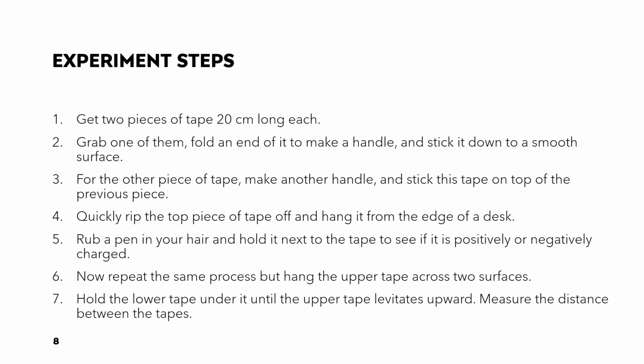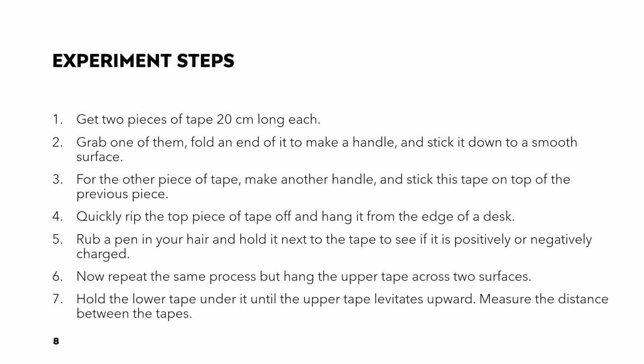So for the experiment, you got two pieces of tape, 20 centimeters long each. We grab one of them, fold the end of it to make a handle, and stuck it down to a smooth surface. And for the other piece of tape, we made another handle and stuck this tape on top of the previous piece. Then we quickly ripped off the top piece of the tape and hung it off the edge of a desk. And to test if it was positive or negative, we rubbed a pen in our hair and held it next to the tape.